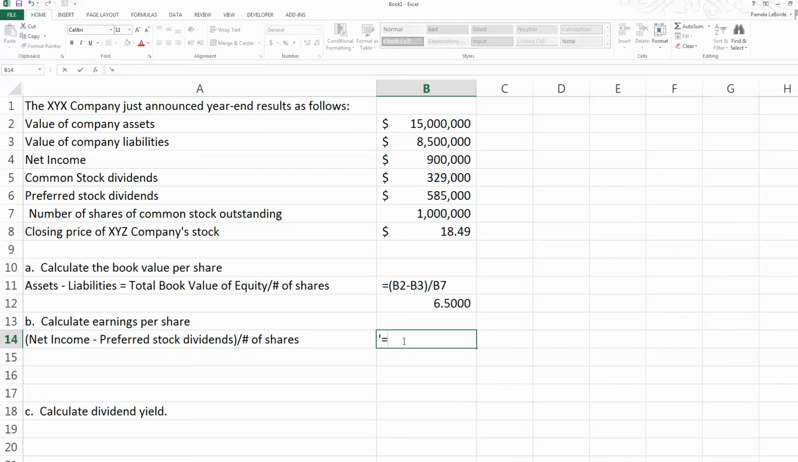So I would link to net income minus the preferred stock dividends, put my parentheses around that, so it will do that calculation first, and then divide by the number of shares of 1 million. And I'm just going to put my little apostrophe in front of that so you can see the equation, and I'll do it one more time. So net income minus preferred stock dividends divided by common stock number of shares. And it's basically 32 cents a share.